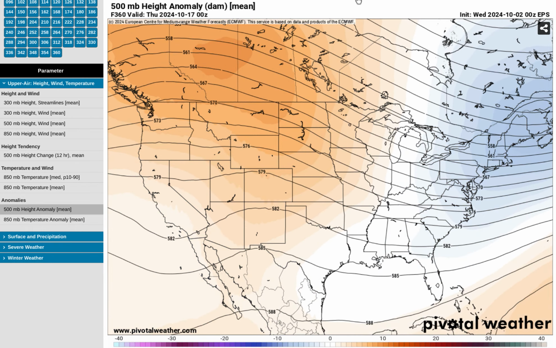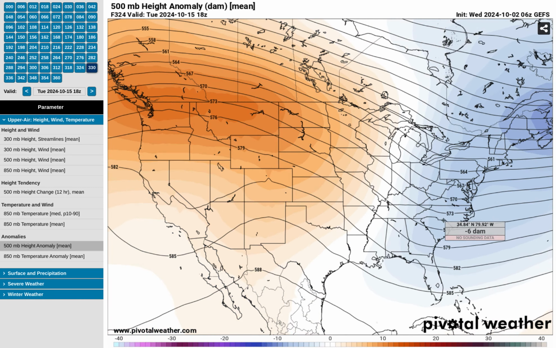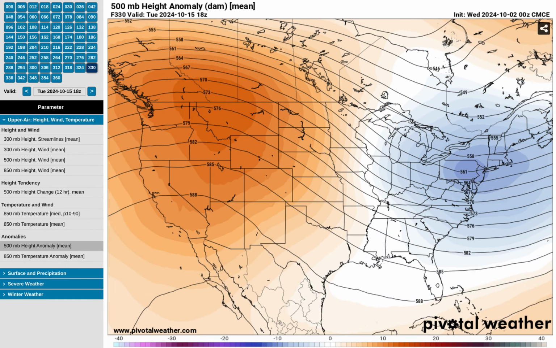And then the end of this model cycle goes out to the 16th and 17th, still showing the same thing, ridge out to the west and trough out to the east. Now I want to compare this to the other two major models, looking at the GEFS and the CMC. This is looking at October 15th. Here's the GEFS showing the same thing, large ridge out to the west and a trough to the east. And here's the CMCE showing the exact same thing.